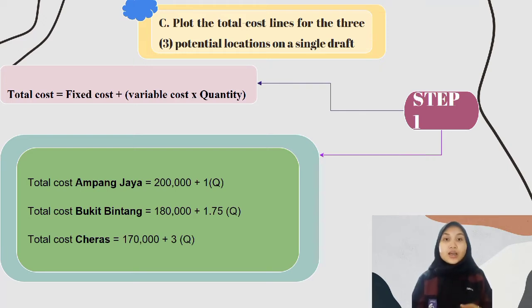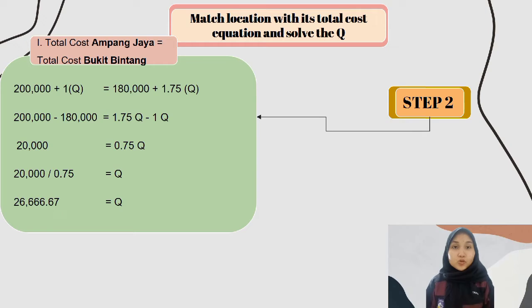Step 1: total cost for Ampang Jaya equals 200,000 plus 1 quantity. Total cost for Bukit Bintang equals 180,000 plus 1.75 quantity. And total cost for Cheras equals 170,000 plus 3 quantity. For step 2, we have to match location with the total cost and solve the quantity.